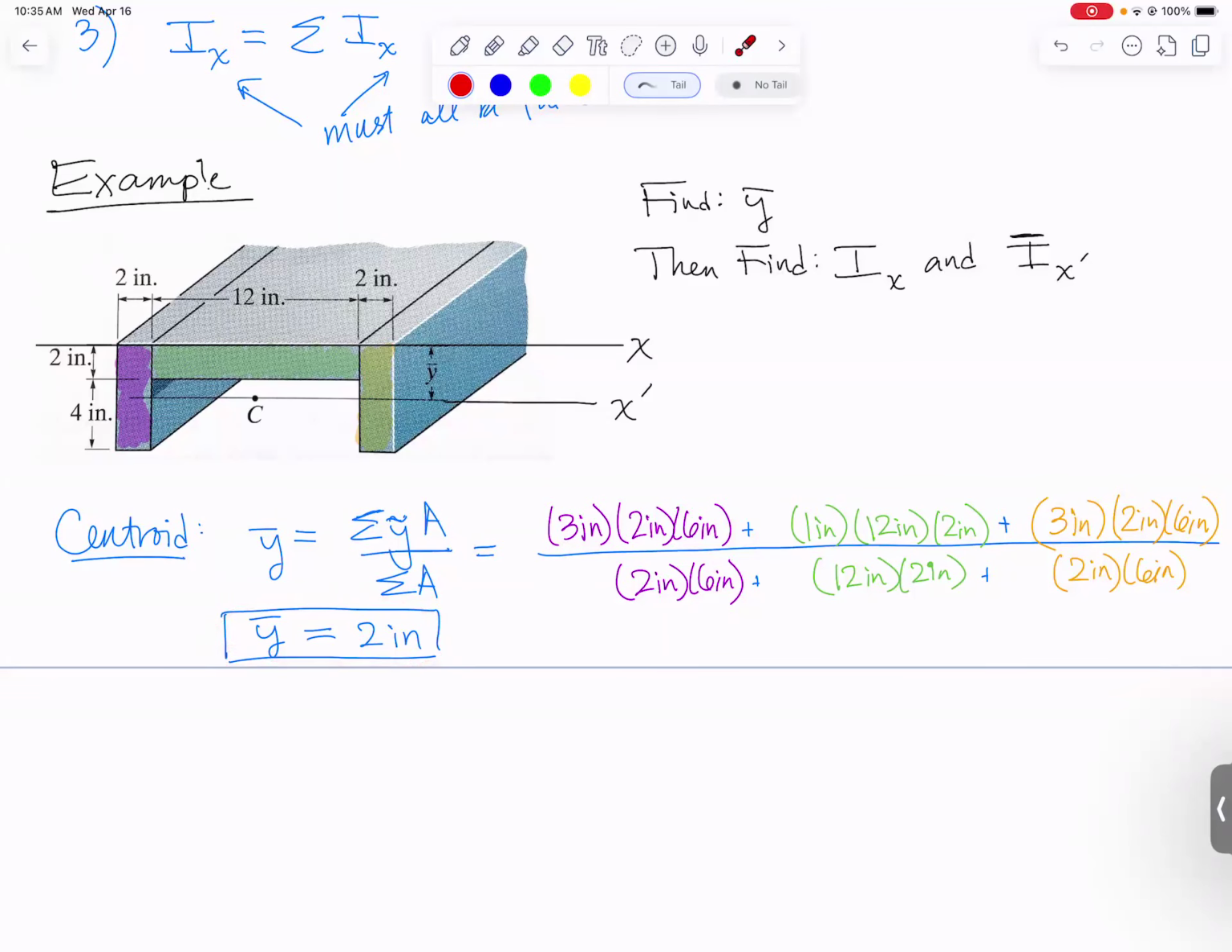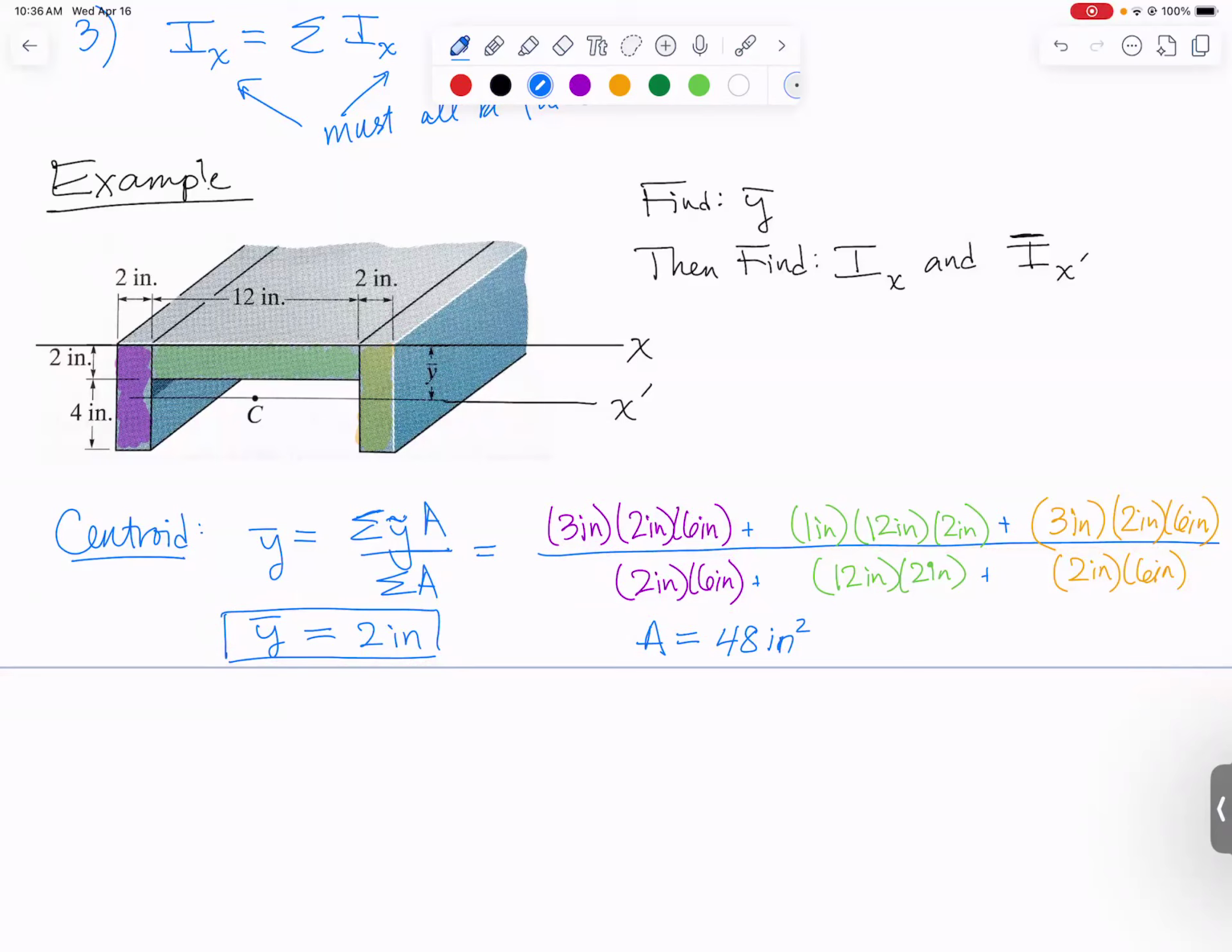Now, later on, you'll notice the parallel axis theorem had the area in it. And right here in this calculation, I actually calculated the area along the way. So I find it really helpful to just write that down. The total area of the shape has to be in square inches. Calculate it once and then use it again later in the problem.